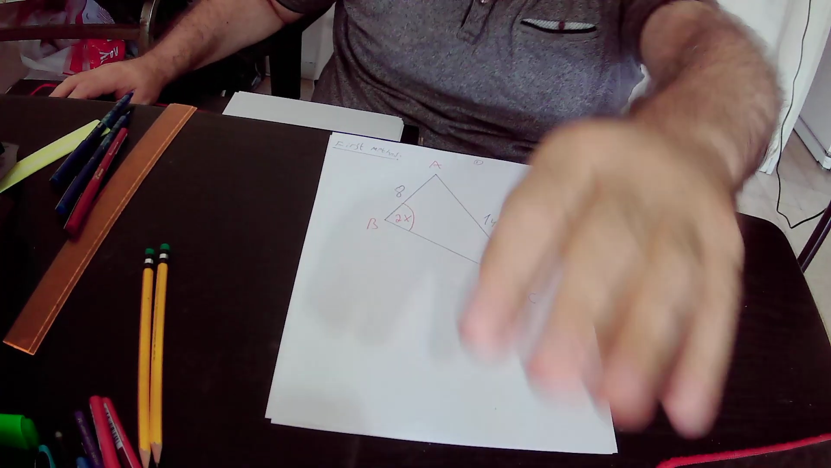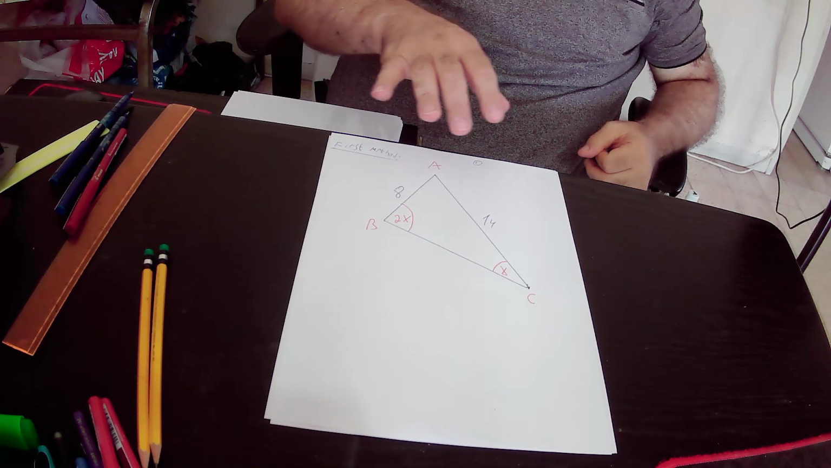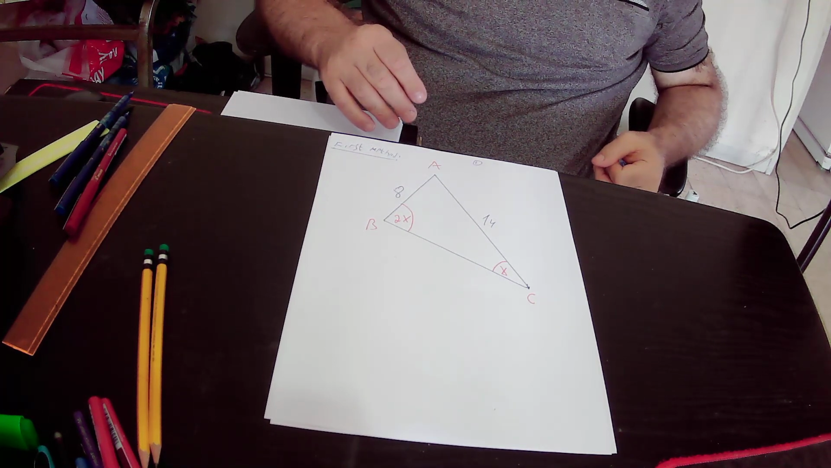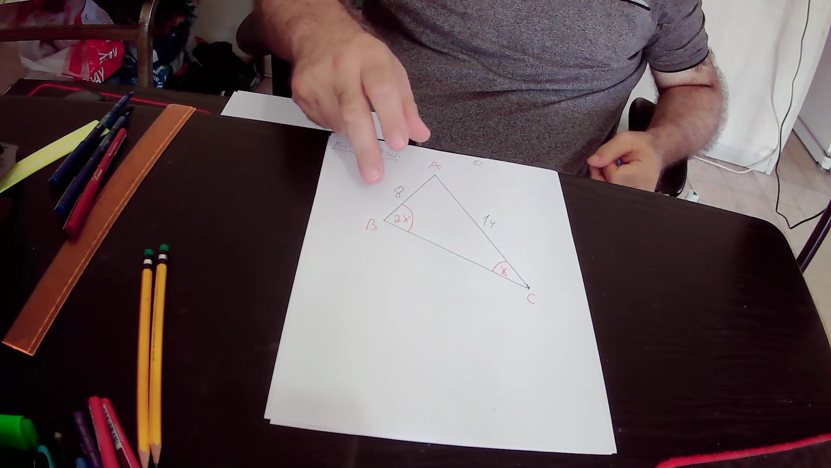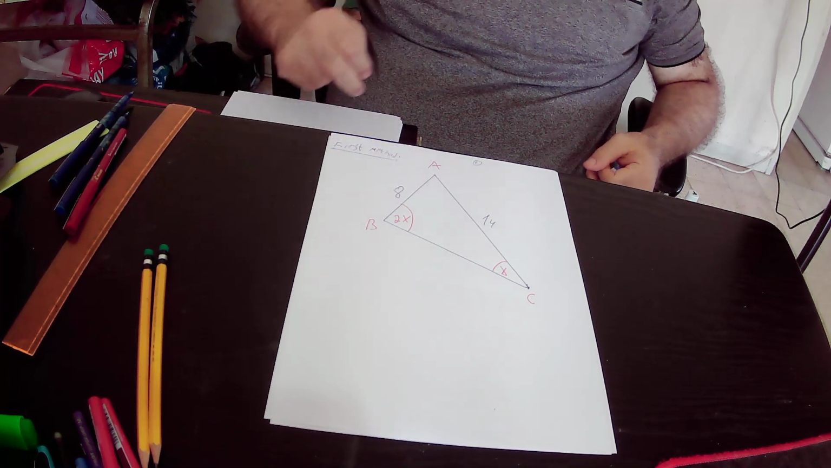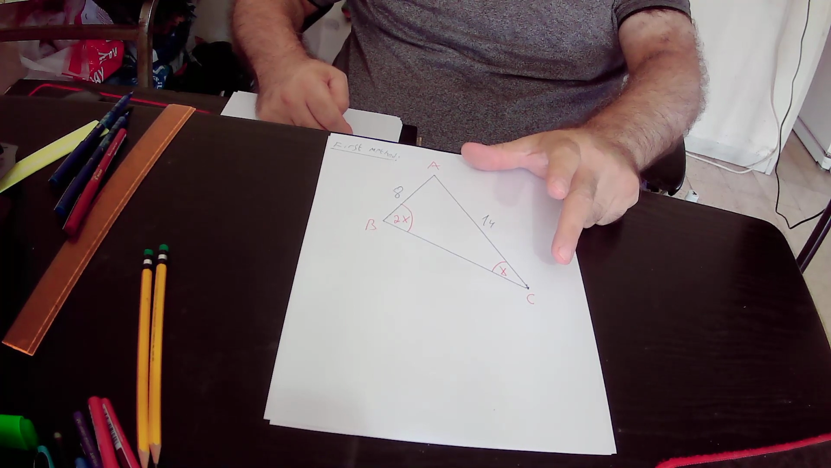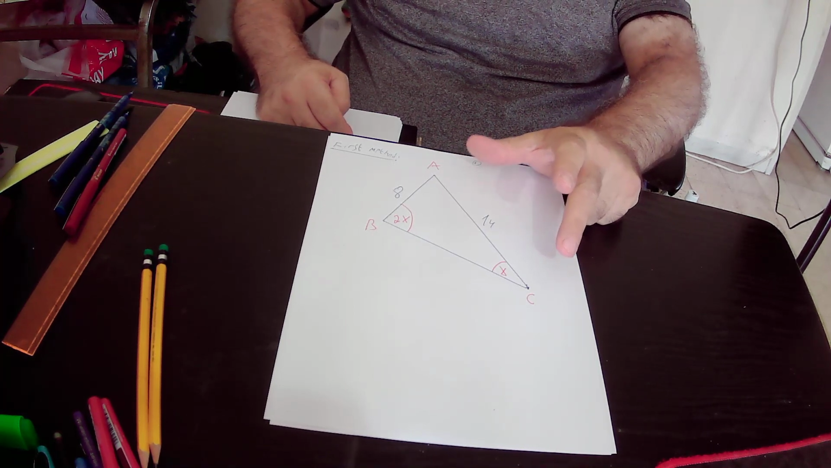Hello, in this lecture we will find the area of triangle ABC in two different ways. In the drawing we have triangle ABC. We know that side AB of triangle ABC equals 8 units. Side AC of triangle ABC equals 14 units.